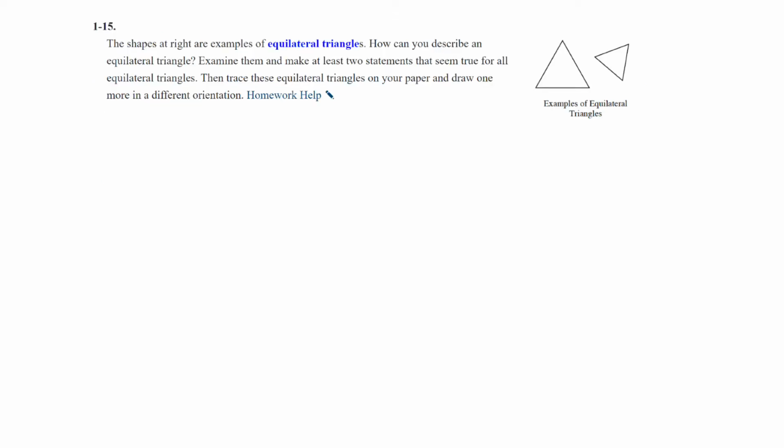Question 15. The shapes at the right are examples of equilateral triangles. How can you describe an equilateral triangle? Examine them and make at least 2 statements that seem true for all equilateral triangles. Then trace these equilateral triangles on your paper and draw one more in a different orientation.